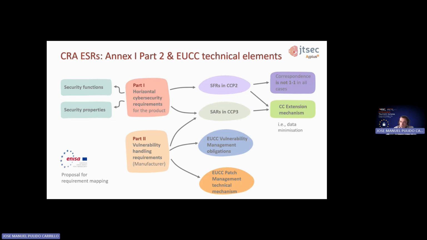It is important to indicate that in the ENISA study we have proposed a mapping between both sets of requirements, which should not be unique. There is no one-to-one correspondence. There could be different combinations of SFRs, for example, that meet a requirement, and sometimes it has been needed to create extended security requirements, for example, for data minimization, because we could not find anything equivalent in the standard.